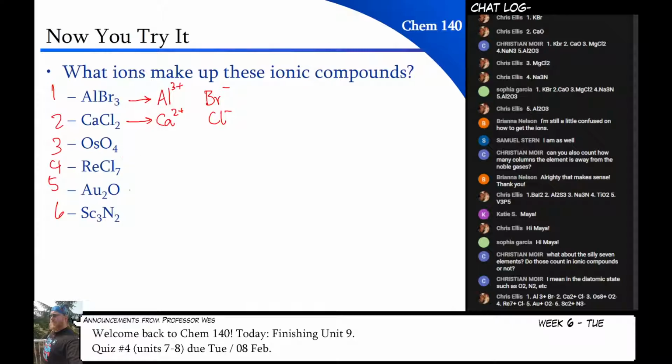Now for the other ones down here, we have transition metals. So we have osmium, rhenium, gold, and scandium. So we need to solve for these. And the way that we do that is to just write out all the ions that you know. So I don't know what osmium is, so I'm going to just leave it blank for now. But I know that I have 4 oxide ions here, for a total of 8 minus, because oxygen always forms a -2 ion, right? Which means that osmium must be +8.